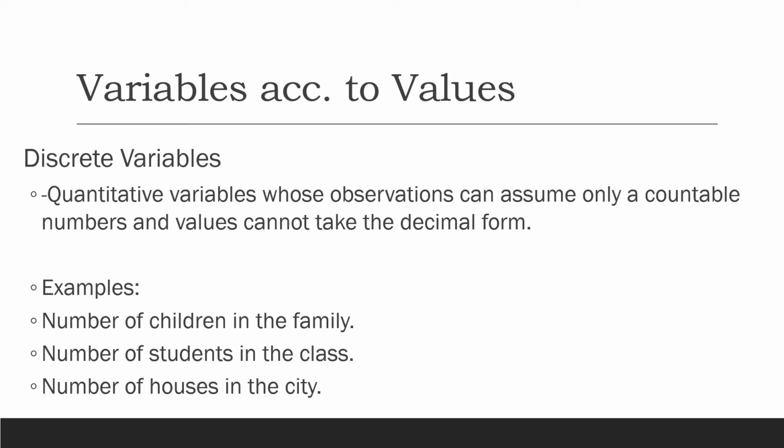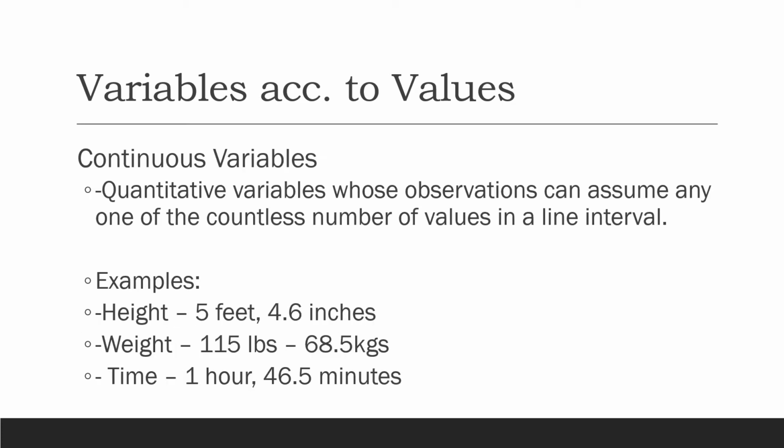The number of houses in the city, di ba? Wala namang kalahating bahay. Even if it's just a small room, basta it's considered as a house, it is po a house. Counted siya as a house. Okay? Hindi mo pwedeng bilangin yung napakalaking bahay as 3 or 4 houses because counted po siya as a house, okay? Next, you do have your continuous variables.